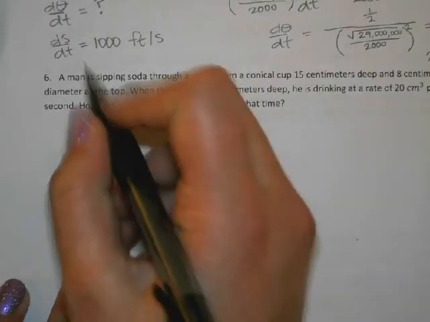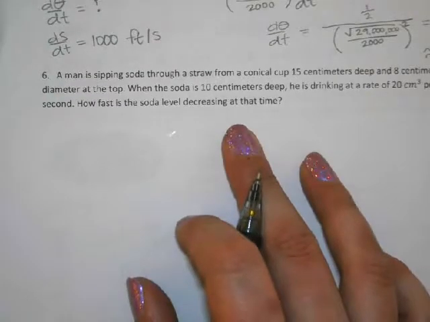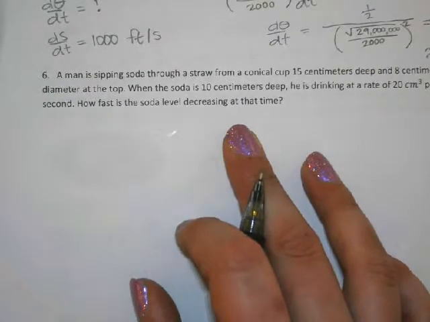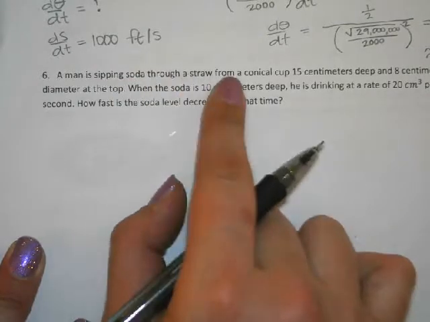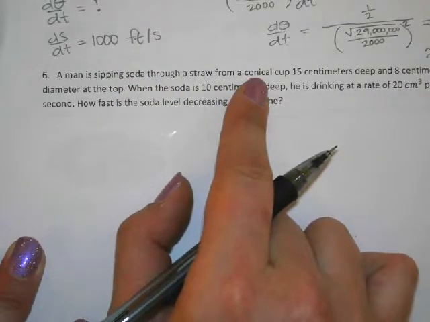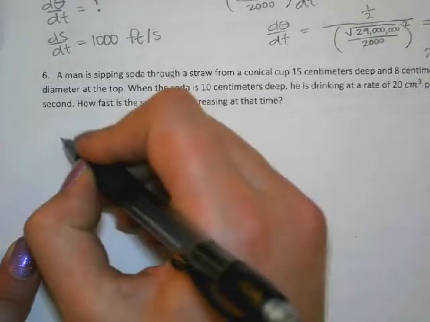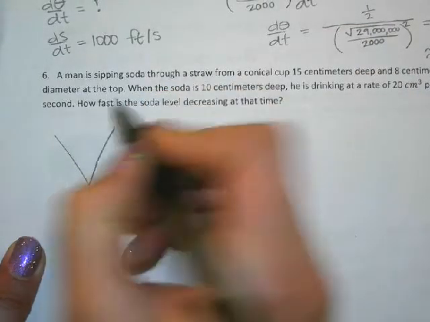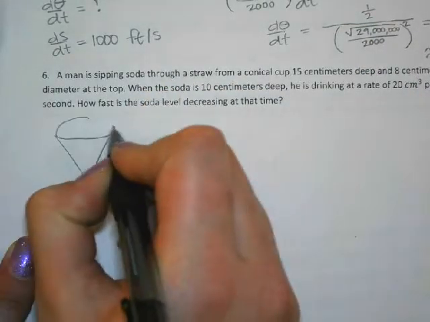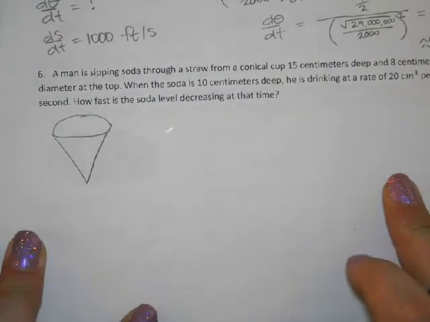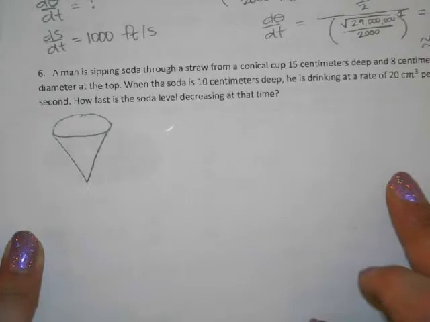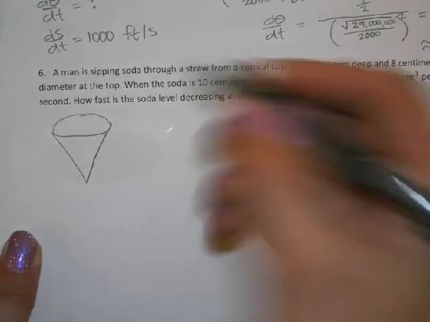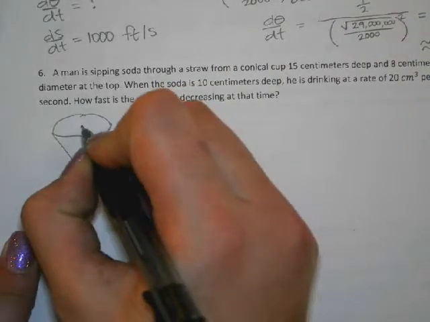All right, number 6. Before I read this problem, yes, I understand how stupid it is. Okay, let's go. A man is sipping a soda through a straw from a conical cup. Conical? That means that he's drinking soda out of a cup that looks like this. Yes, I recognize how stupid it is. Okay? Because literally no one would ever do that. How would you put your cup down? Yeah, the leftovers of a snow cone.